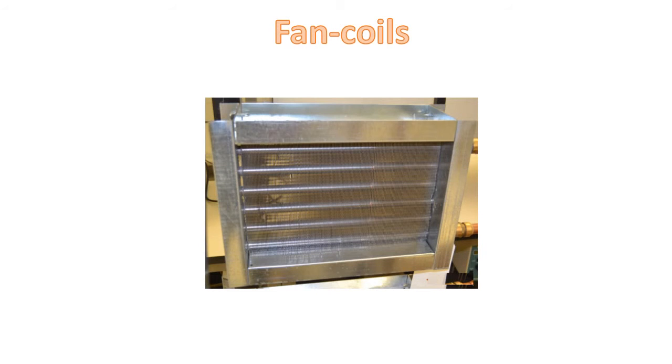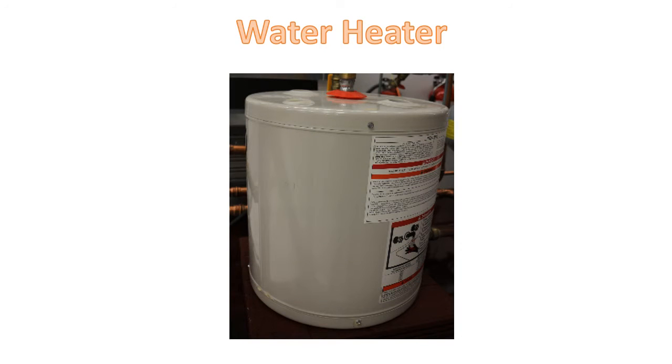Coils are used to radiate heat. Fans are attached to these coils for forced convection to speed up the heating and cooling process. Together, these components are called fan coils. A 6-gallon water heater is used, and it can keep a temperature difference of 70 degrees Fahrenheit.